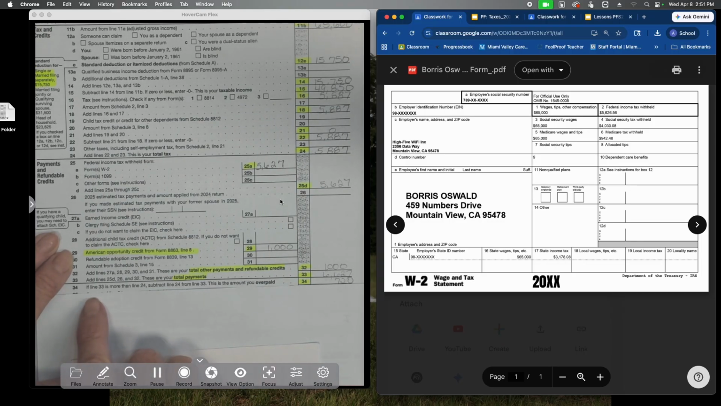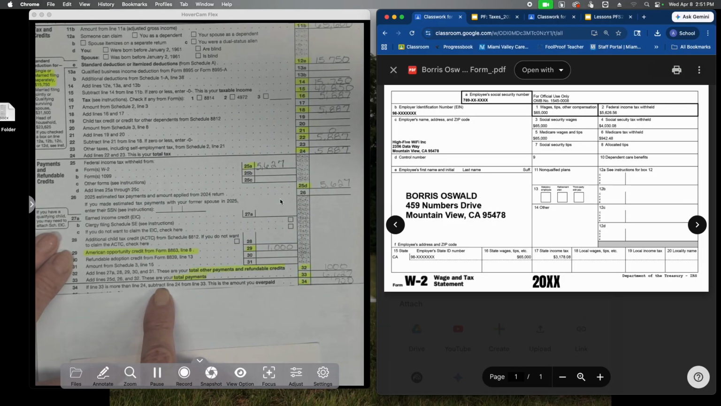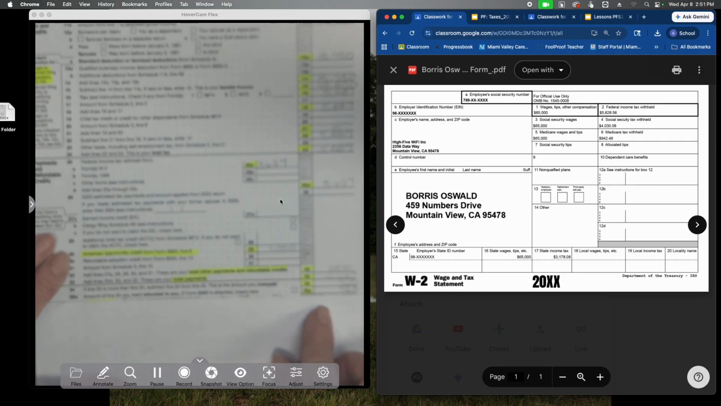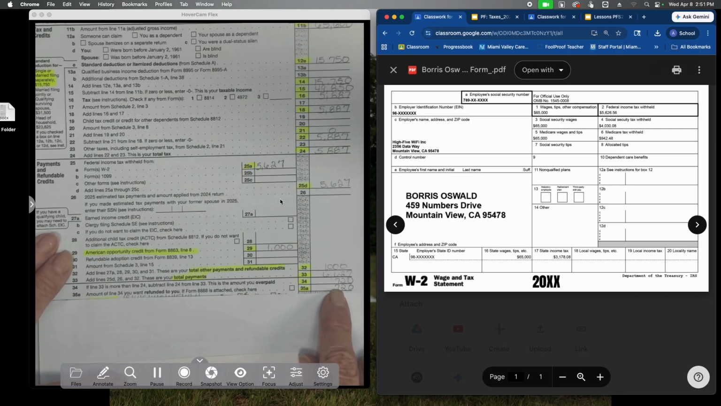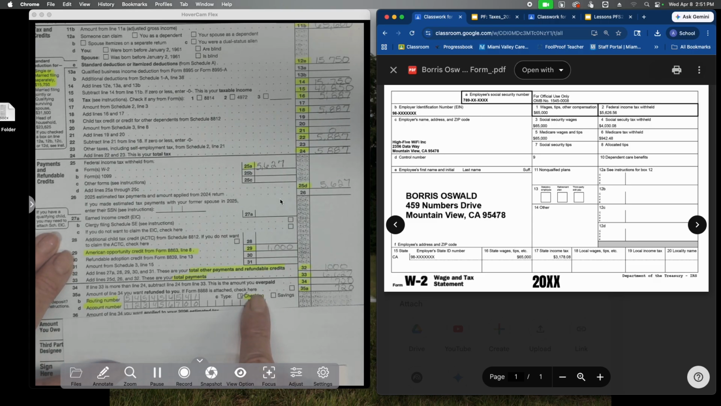$5,887. So over here, it's going to tell us to subtract if line 33 is more than 24, subtract line 24 from line 33. That is going to give you $720. That is how much we overpaid. We are going to get that refunded to us, $720. And we want this put in our checking account. Here is our routing and account number, and we're putting it in our checking account.